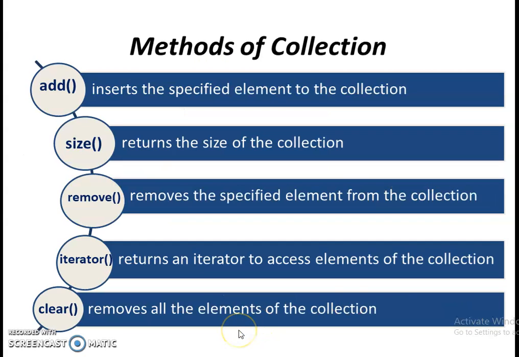The root interface, that is Collection interface, has some methods. We have the add method that is used to insert a specified element to the collection. Next we have size. This method returns the size of the collection. Next we have remove. It removes the specified element from the collection. Next we have iterator, and it returns an iterator to access elements of the collection. And next we have clear, that removes all the elements of the collection.